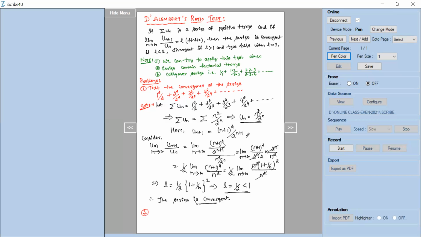I'll take one more problem now. Discuss the nature of the series: x plus x^2 by 2 factorial plus x^4 by 3 factorial, and so on. So this is the problem here.